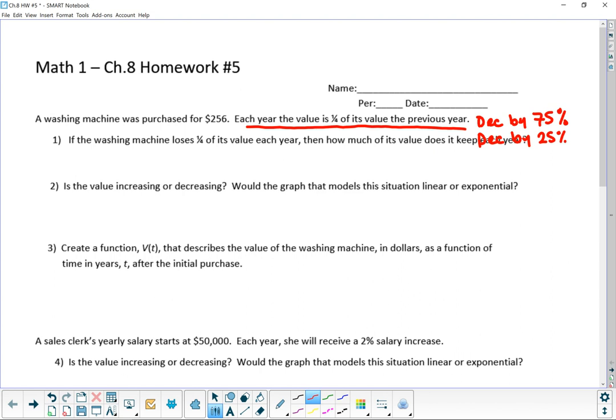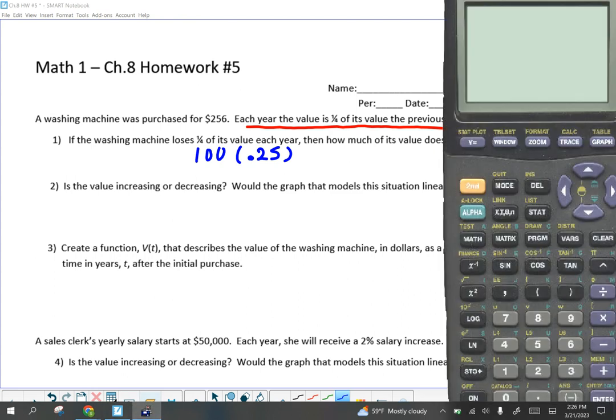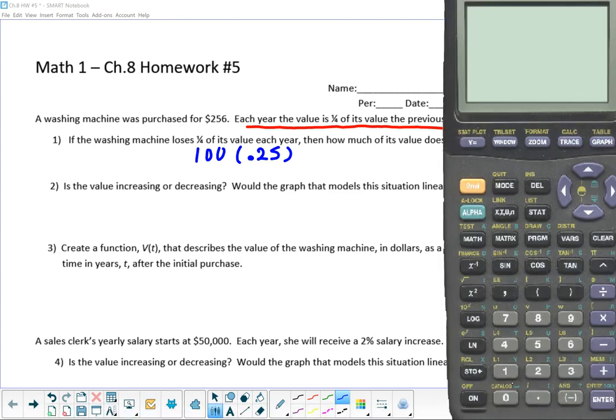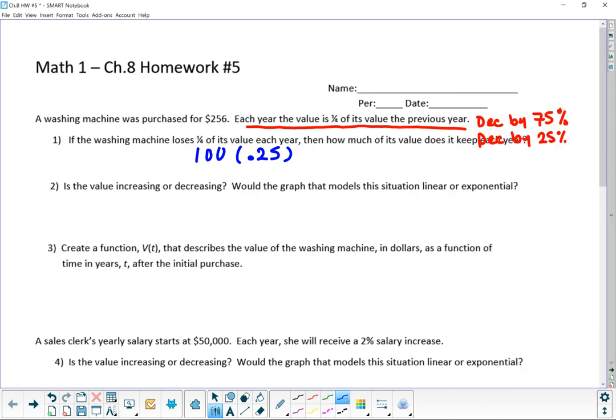Right. So, for example, if you have something that's $100, and one fourth of that, so you multiply it by 25%, which is going to be 0.25. Okay, what do you get? So 100 multiplied by 0.25, you get $25. So is $25 one fourth of the value the previous year?